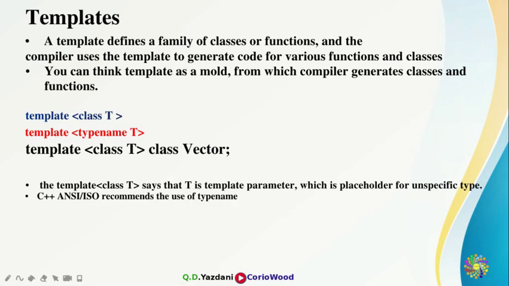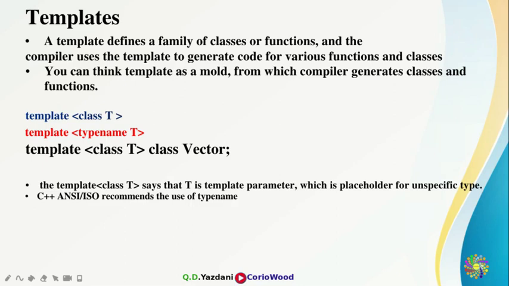T is the template parameter. If you look in here, we have a T in the class. Even though in this one we have a template and T common. If you look in here, template and T common, but in this one we changed the type name, and we change the class. The reason, and I'm going to explain to you now, is because C++ and ISO recommend the use of type name.